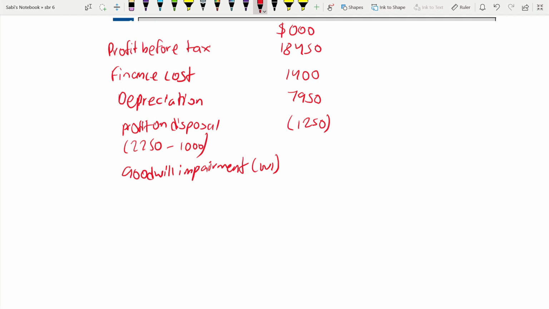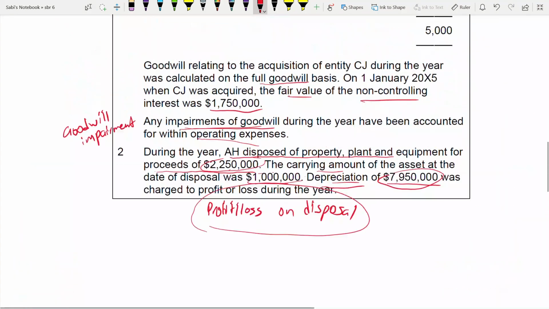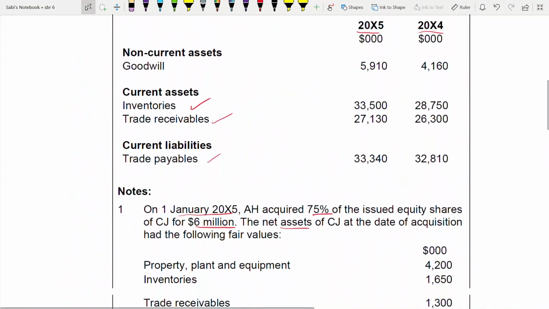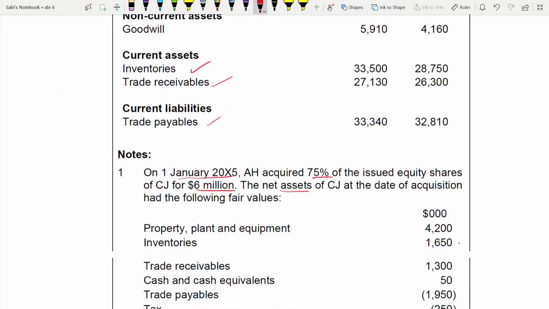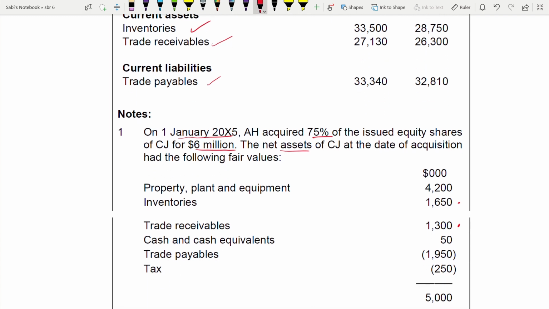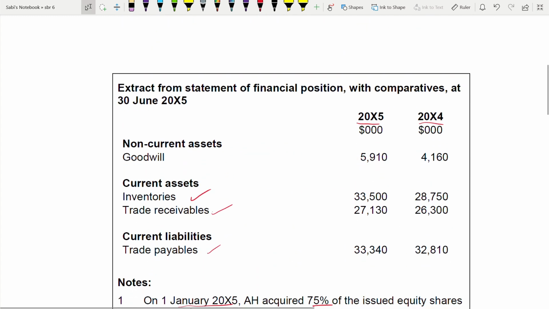For example, trade receivable, inventory, and trade payable. These are the only 3 things which are left. So we'll go here and see. But since this is a consolidated statement, we already have some inventory here, we have receivable here and we have payable here. So you have to take these 3 into account as well. How do you do that? First, let's see.